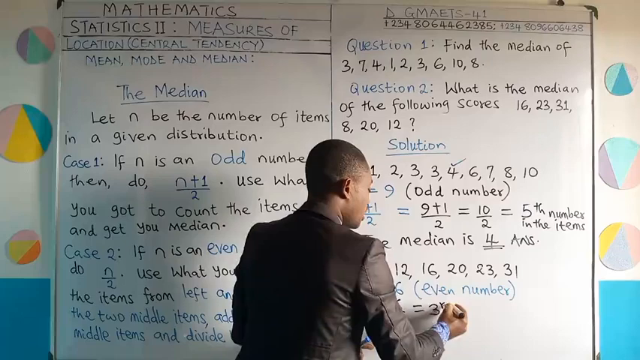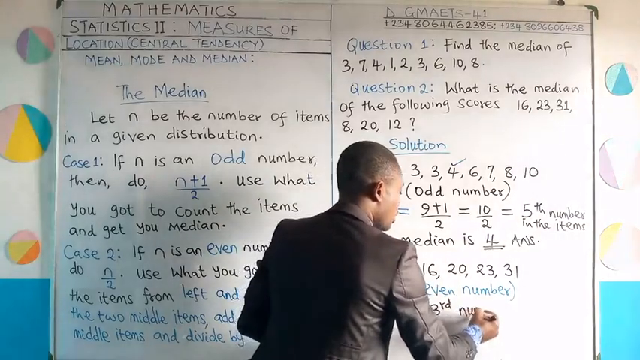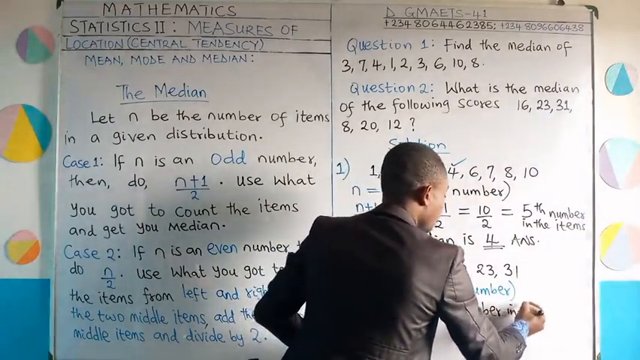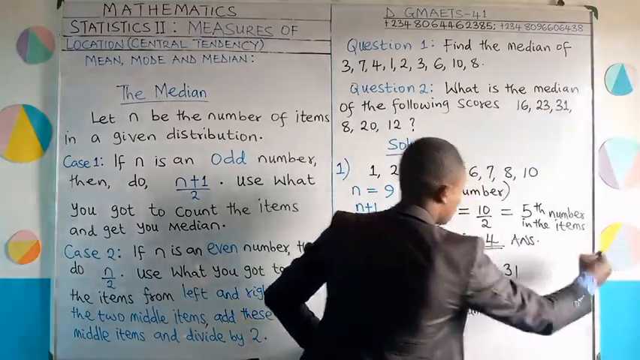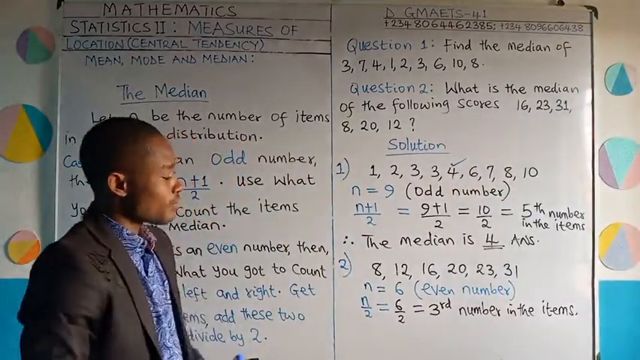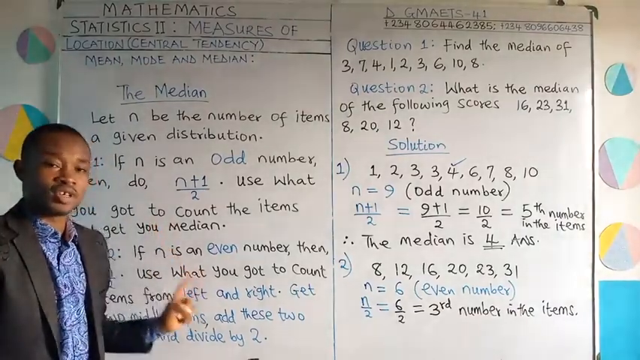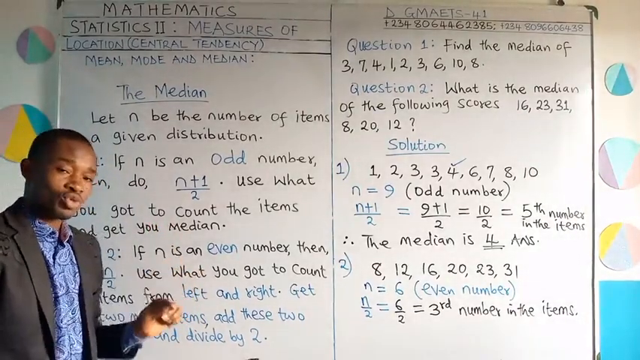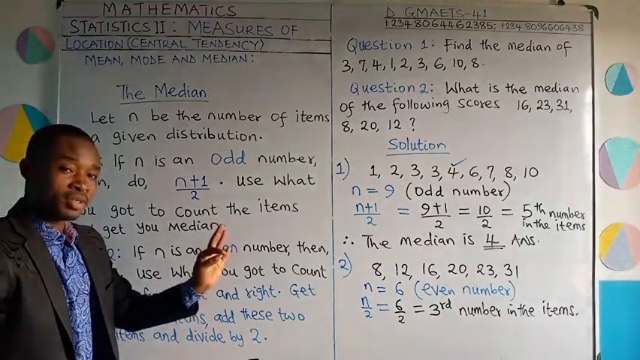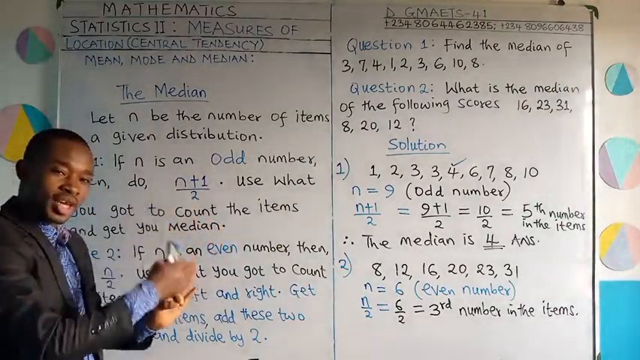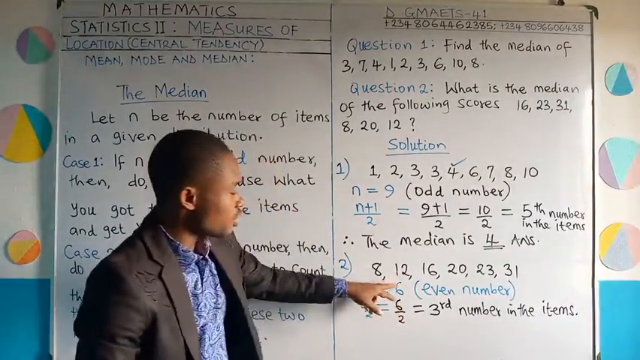This 3 means the third number in the distribution. Let me write that. Remember, case 2 said that if n is an even number, just do n divided by 2. Whatever it gives you, use it to count from left to right, and you get one middle number. Count from right to left, and you get another middle number. Then add the 2 middle numbers.